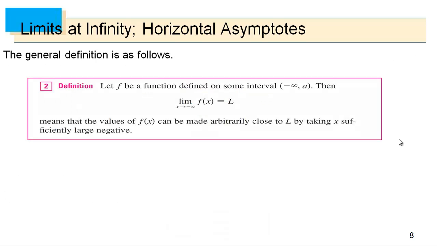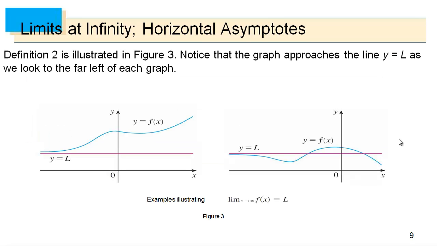Which reminds us that if we're looking at negative infinity, right, what happens at negative infinity? Everything's the same thing, only now instead of taking x sufficiently large, it's x sufficiently large negative. Here's some other examples graphically of what that means, right? Pretty intuitive.